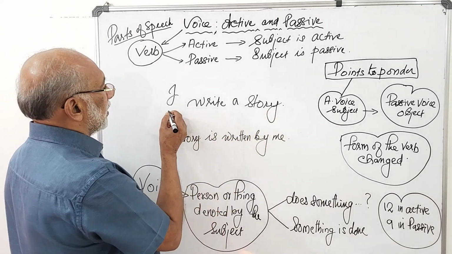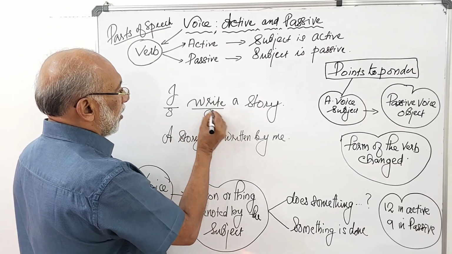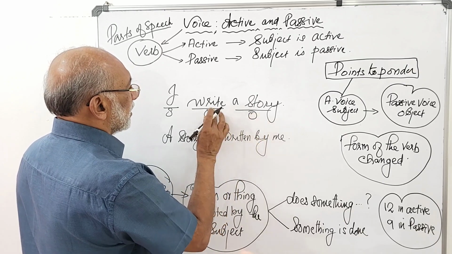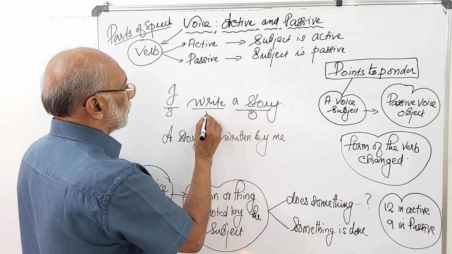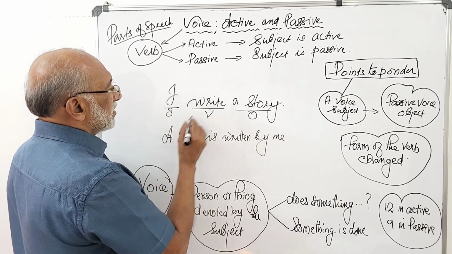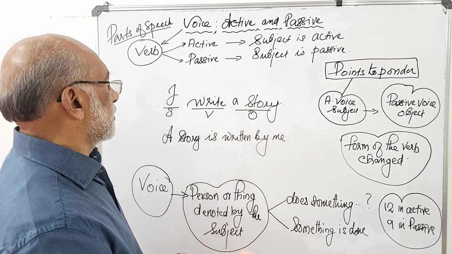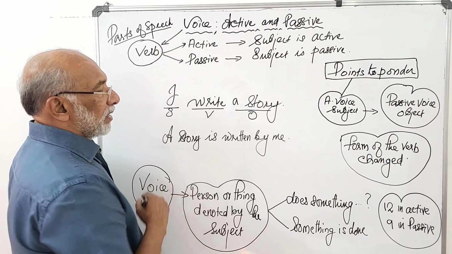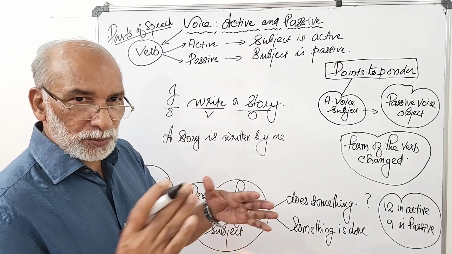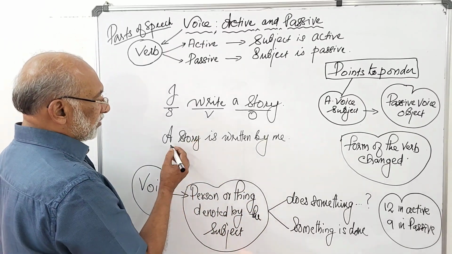I write a story. I is the subject, write is the verb and a story is the object. So the sentence is in the SVO pattern, subject, verb, object. That is the normal order of a sentence. Okay. And what about the passive voice?